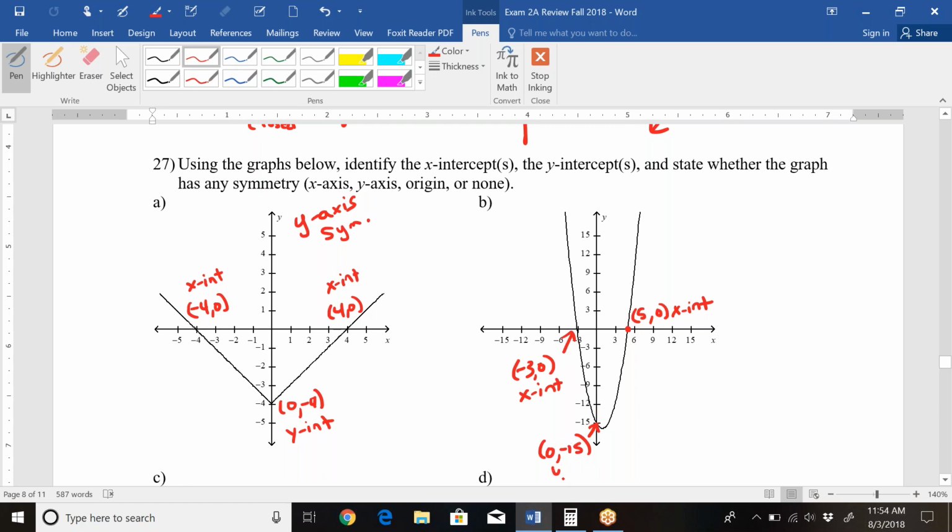Notice that even if you fold this, yes, there's symmetry, but it's not on the actual y-axis. There's no x-axis symmetry. It doesn't fold down and match. Origin means folding twice and matching. So fold over the x-axis and fold over the y-axis, and if we do that, it doesn't match. So this one would have none of those.